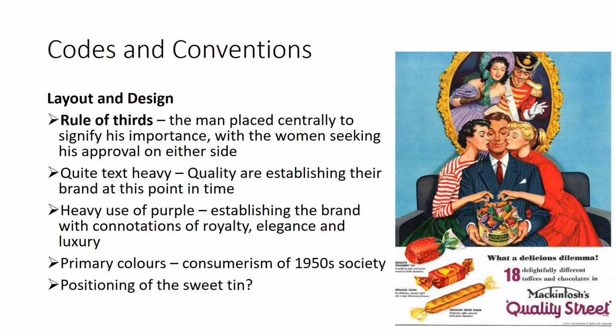The heavy use of purple is part of Quality Street's attempt to establish its brand. The purple, of course, carries connotations of royalty, elegance and luxury, which very much links to the image that Quality Street are trying to create for themselves. The use of primary colours, the reds and blues for example, links very much to the consumerism of 1950s society. And you might want to consider the sexual connotations of the positioning of the sweet tin there, a way of exerting masculine and sexual dominance in this advert.